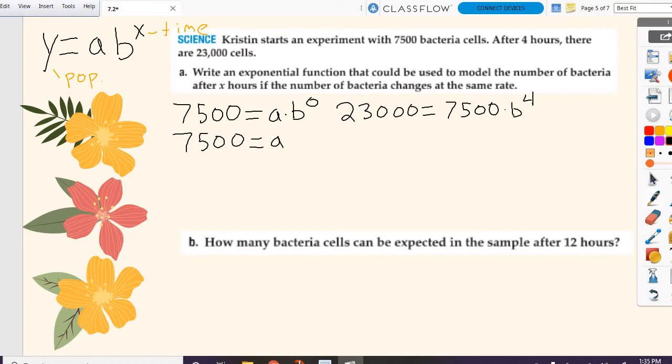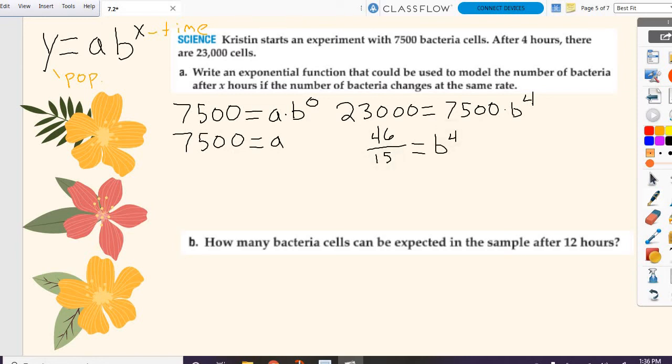And then we just want to solve for b. This should look vaguely familiar because this is the type of equation that we saw in the last chapter. So our first goal is going to be to get the b by itself. We're going to need to divide by 7,500 on both sides, and we're going to leave this as a fraction. So we would get 46 over 15 equals b to the fourth.